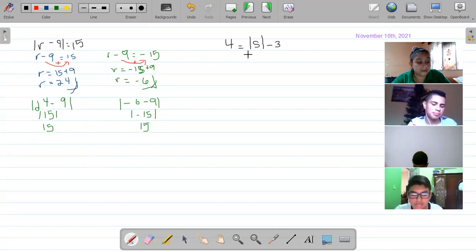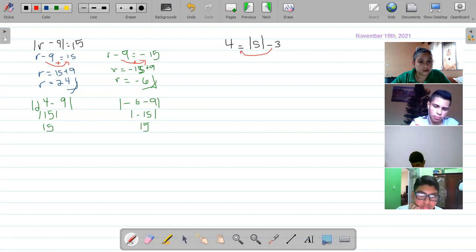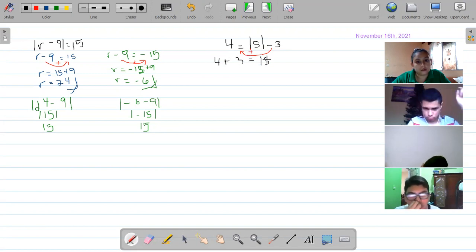Can we solve that? How do we solve that? Okay, so the first thing is to leave the absolute value alone. That would be the first step, to leave whatever's inside of the absolute value alone. So this negative should go to the other side, positive. So now we have 4 plus 3 is equal to the absolute value of S.